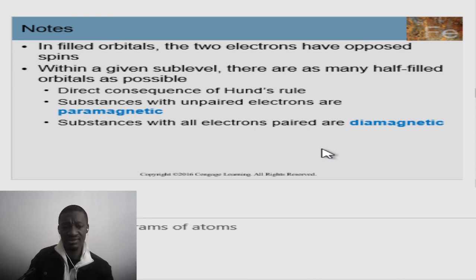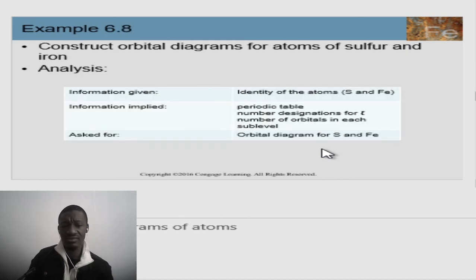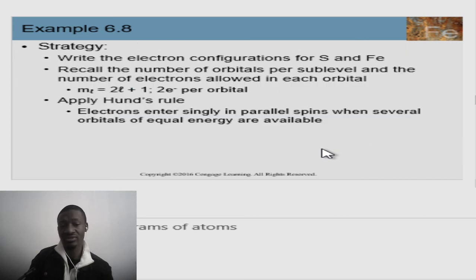So that's that. We'll look at this example very quickly before we end and then continue the other part. Construct an orbital diagram of atoms of sulfur and iron. Remember we did sulfur and iron previously, so we know their values. We know sulfur is 16 and iron is 26.